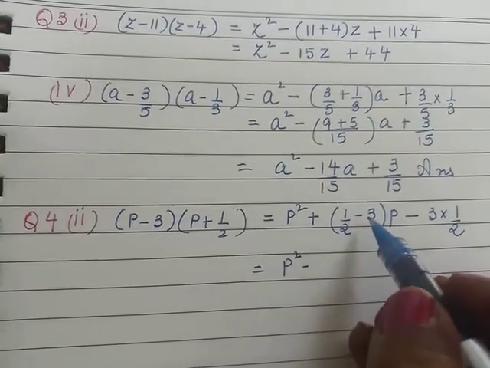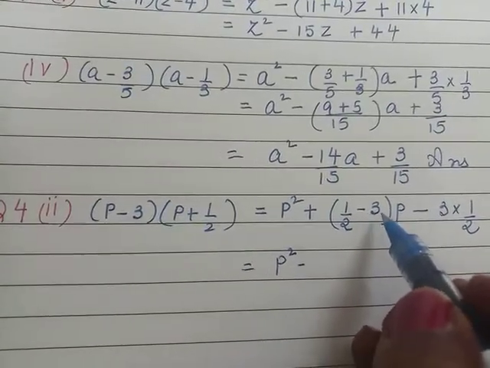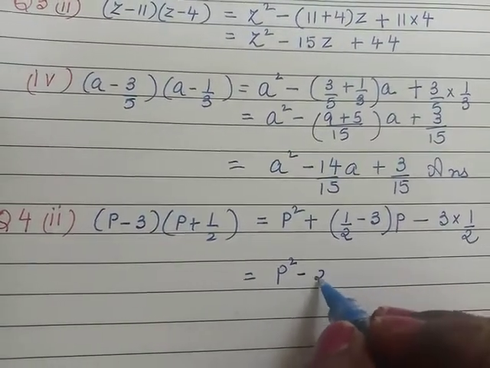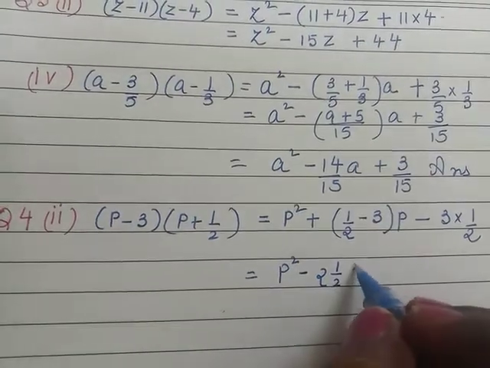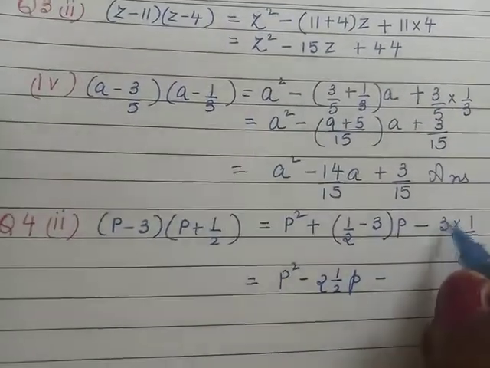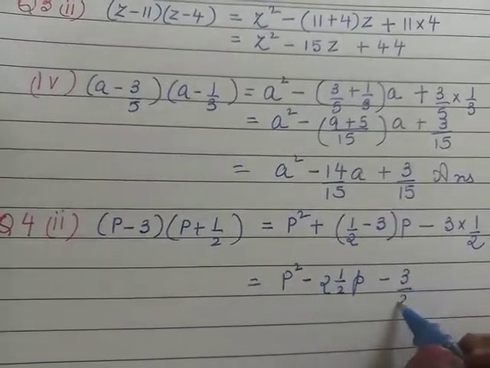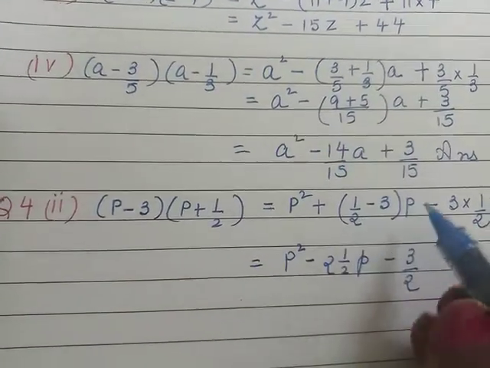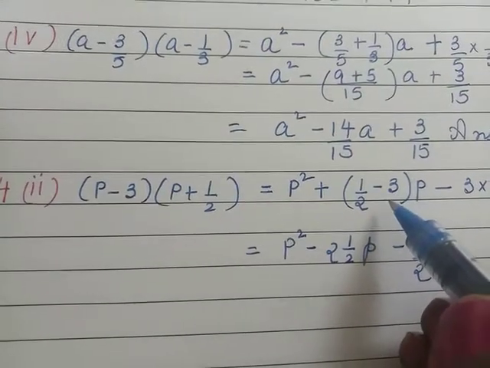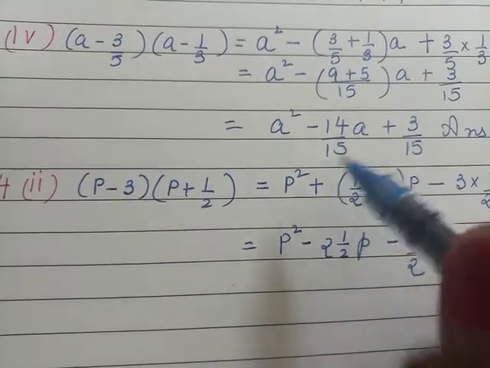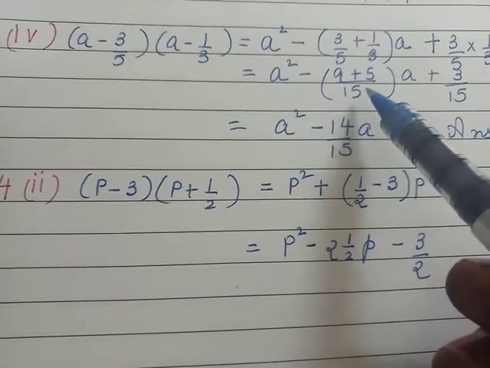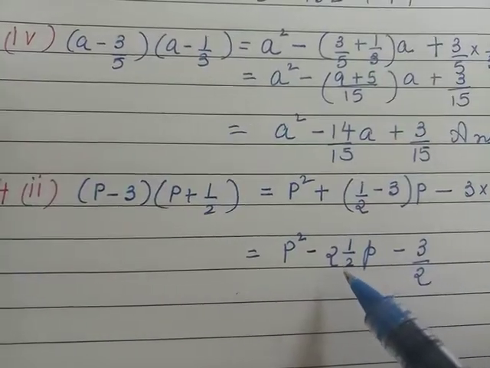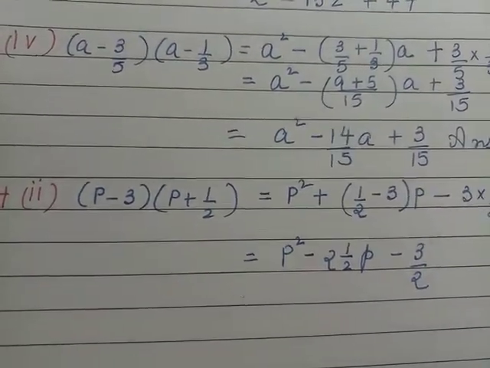As the number which has the greater numerical value is 3, it is going to become minus 5 by 2 p, minus 3 by 2. If you do not know how to do it mentally, you can do it by taking the LCM. That will add one step, as I have done in the above question. 3 minus half is 5 by 2. Okay children.